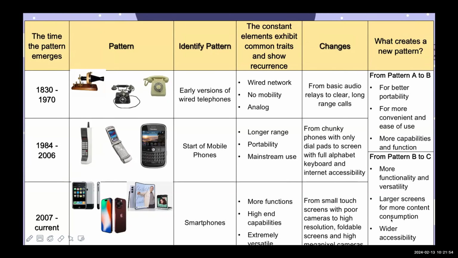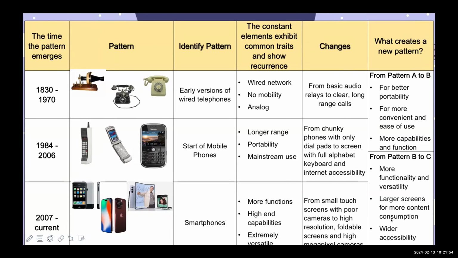Okay, so pattern A is basically the wired phone using wired landline networks to call, and it can only call within a limited range, and it can only do one function, calling. The irregularity is that the telephone was stationary and could not be portable. That was the main weakness of the wired telephone. So the mobile phone was invented with just numpads at first, but then it grew to have more functions with keyboards and cameras that fixed the problem of portability.